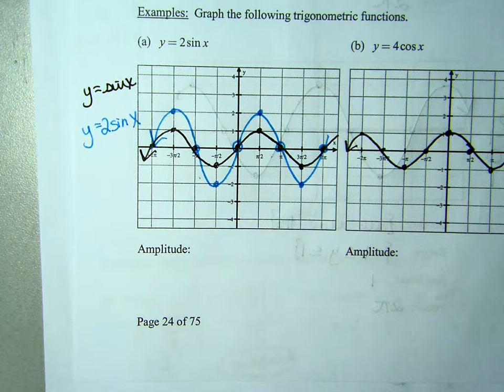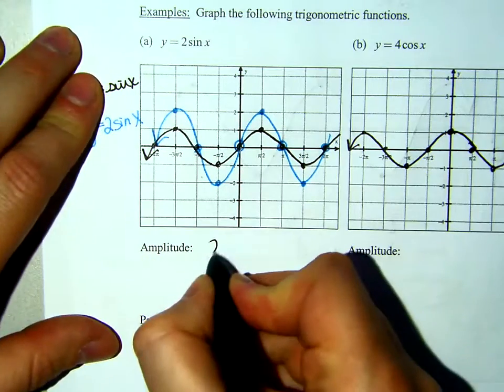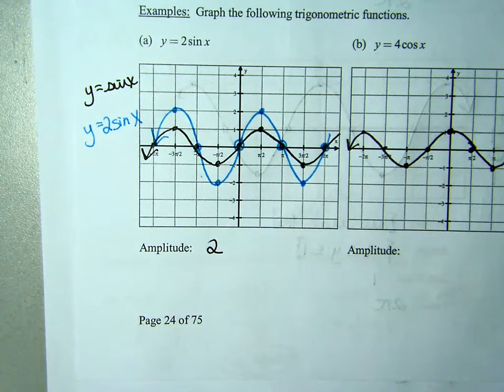Have we changed the period? I don't think so. I think we're still going 2 pi units before it starts repeating. What did I change? What's the amplitude? 2. Okay. There's going to be a shortcut way to find the amplitude that we'll see in a moment that you probably already see. I'd like you to do letter B.